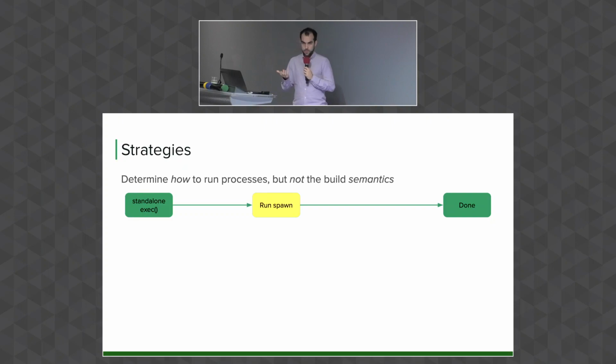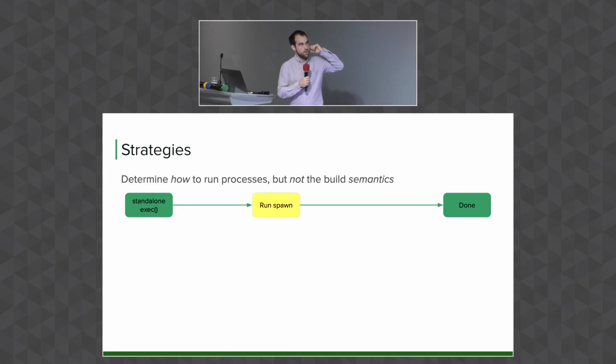The most obvious strategy that we have is called standalone or local, which essentially just runs your process in the output tree, just where it should be, with the paths to the output files where they are in the final locations, and that's it. Spawn is the word we use in the code to represent the subprocess, but it's essentially the same thing, right?